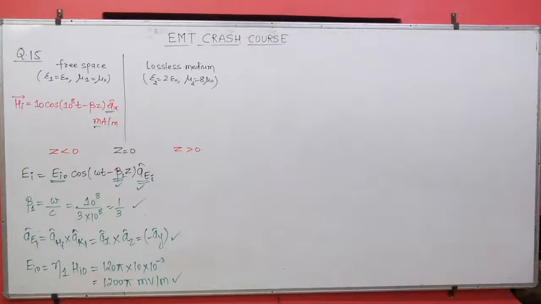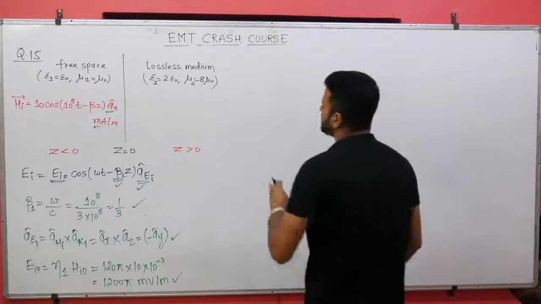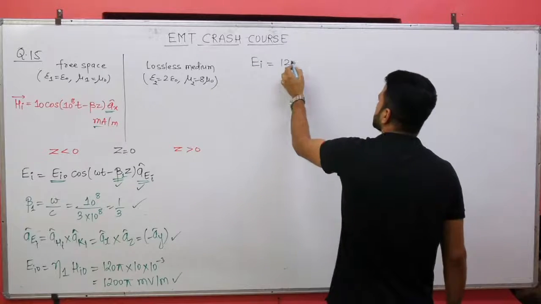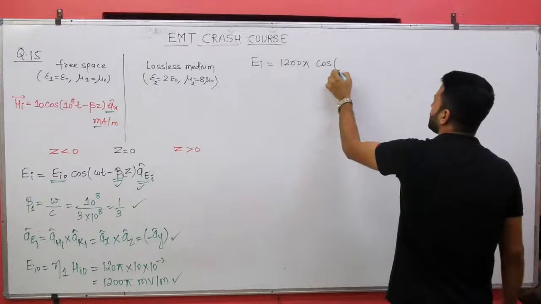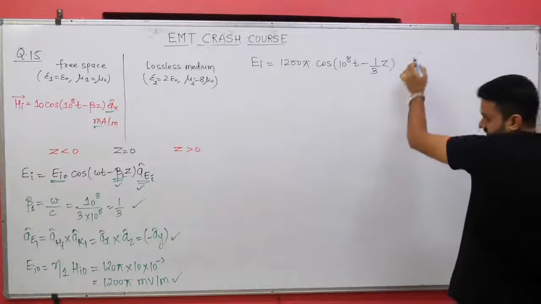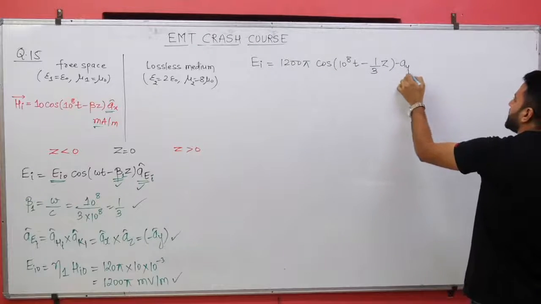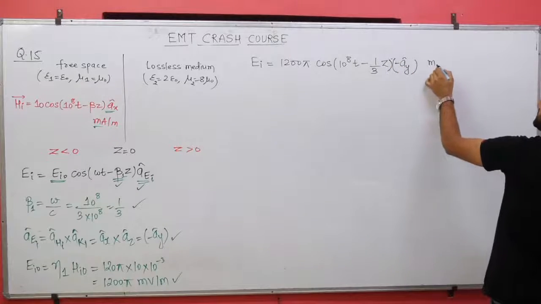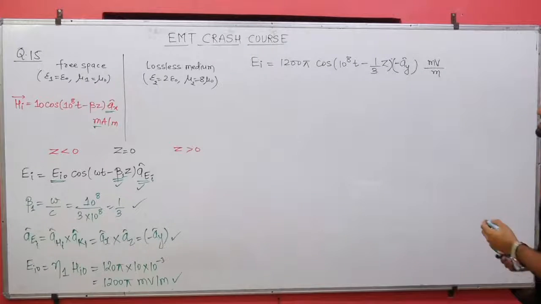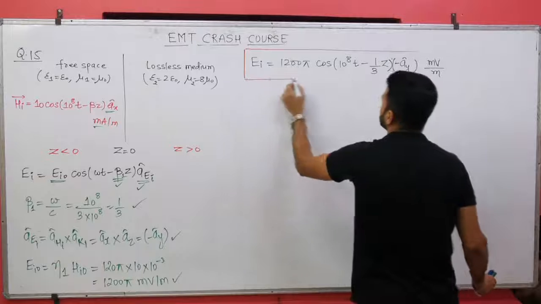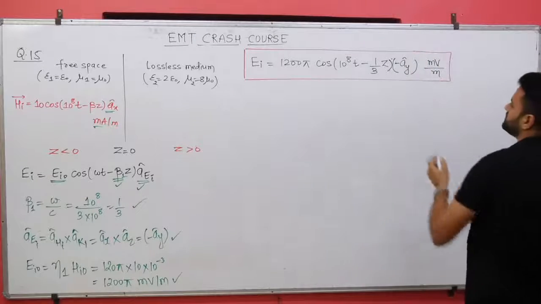Once you calculate all three parameters, you will be able to write the incident electric field. EI is equal to 1200 pi cos of 10 raised to power 8 t minus 1 by 3 z, and the direction is minus AY, in millivolt per meter. So this is the incident electric field. First we have calculated the incident electric field, even though it is not asked in the question, but we are calculating this value.